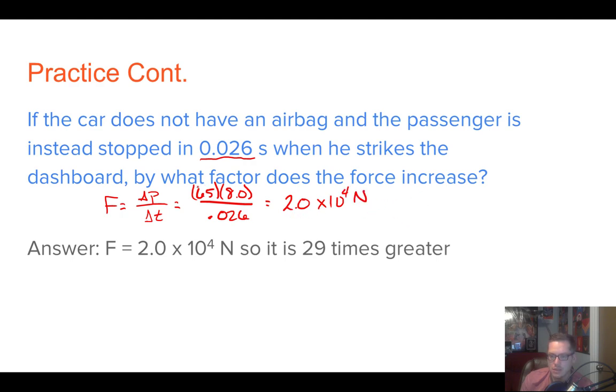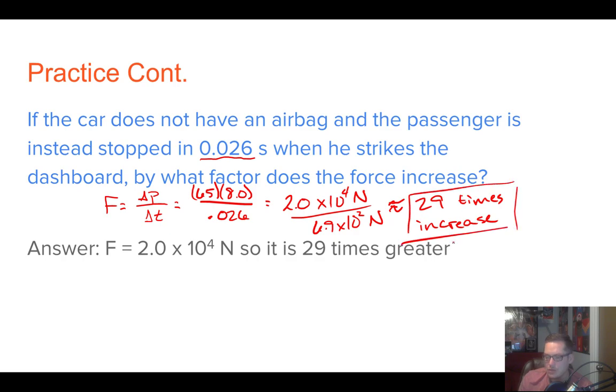So that's how much force it's going to be, but it doesn't ask for that. It says by what factor does the force increase. So in order to get the factor of increase, we're going to divide that by the force that we found before, which was 6.9 times 10 squared newtons, right? So we'll take the 20,000 divided by the 690. And I got 28.985, so that's about 29. So let's just say a 29 times increase. I didn't really phrase that right, but whatever. So it'd be increased by 29 times. It's 29 times greater force.